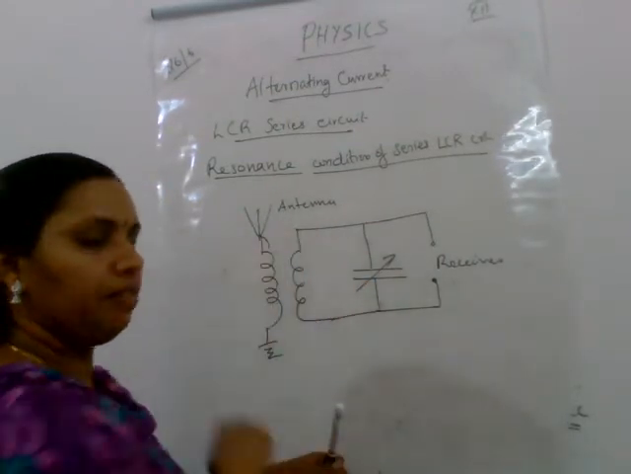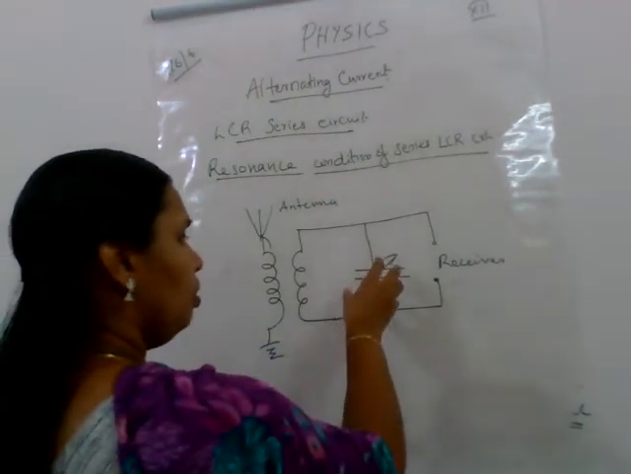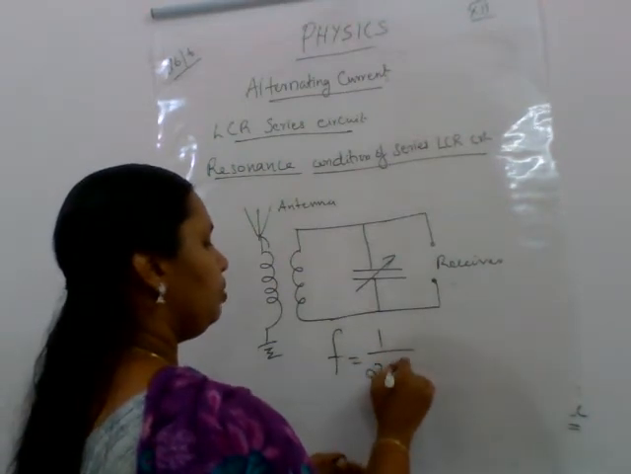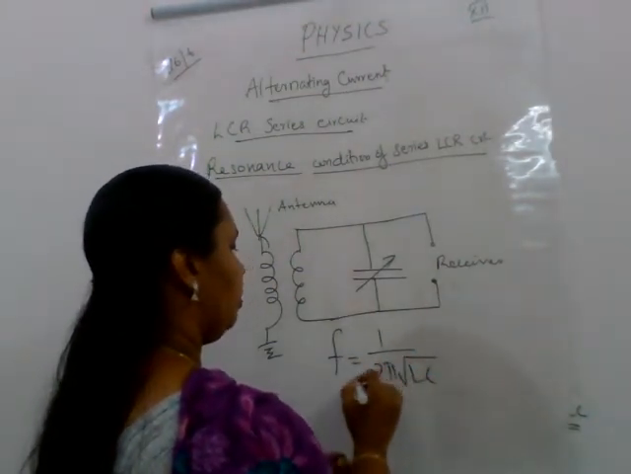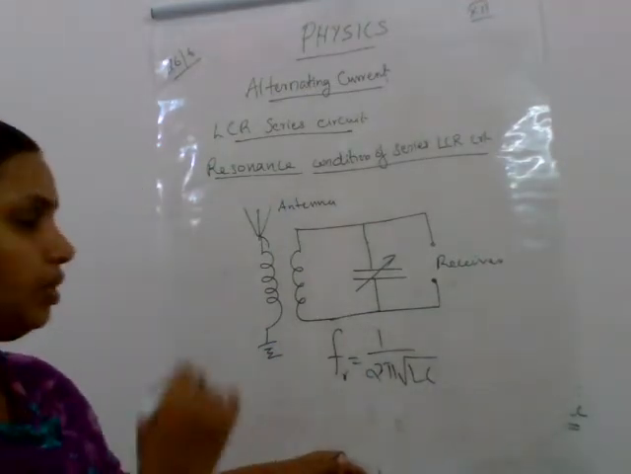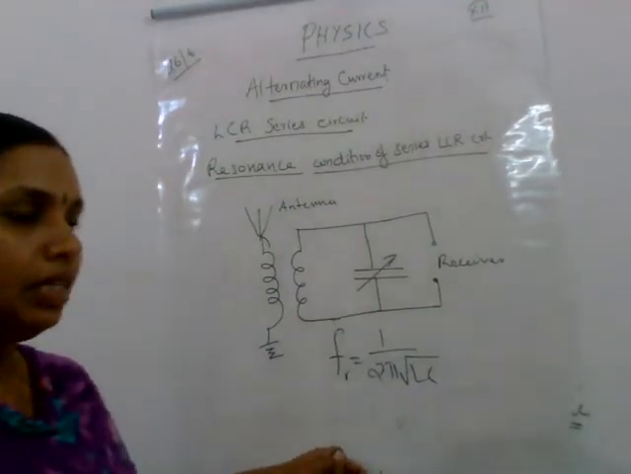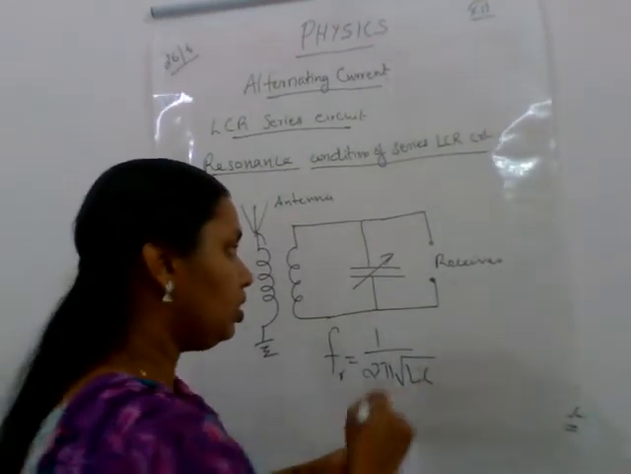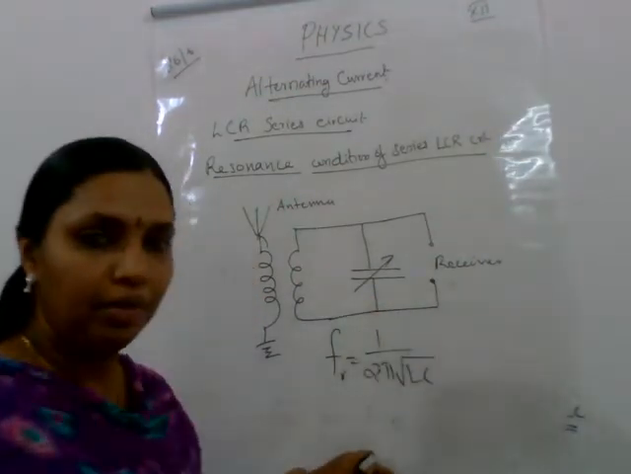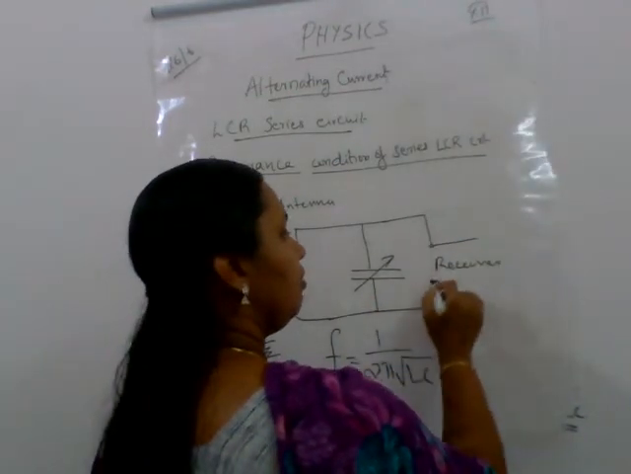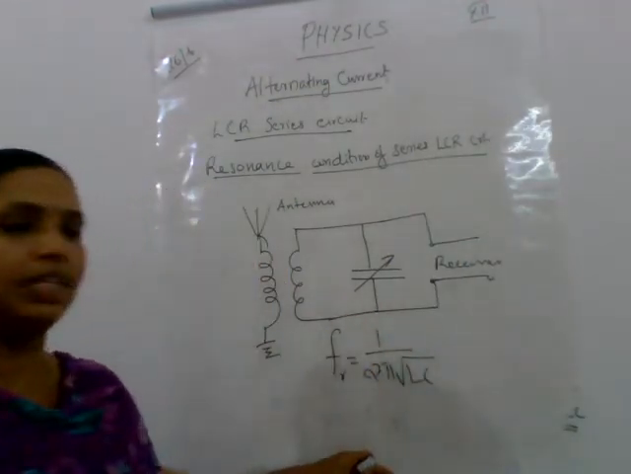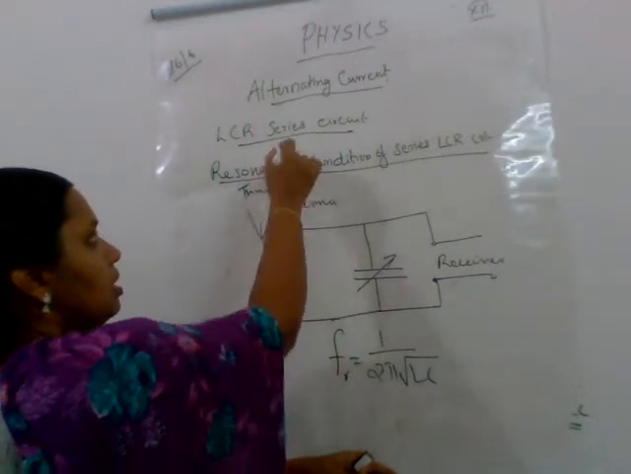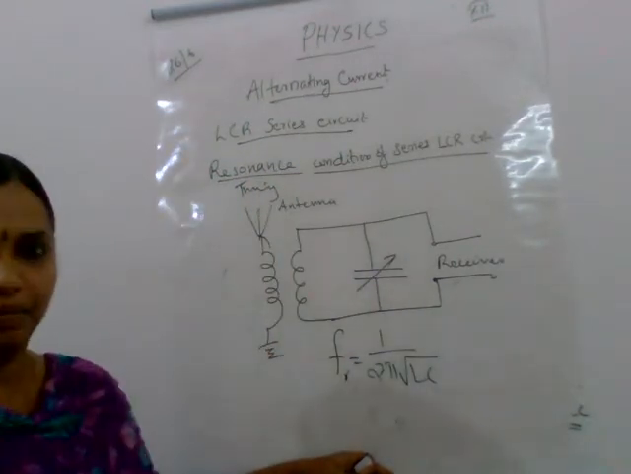And what is happening while tuning? We are changing the value of the capacitor. As capacitance changes, the resonant frequency will be 1 by 2 pi root LC. For that frequency, there are different voltages in the different signals, and the one for which the current through the system is maximum is the one that will be received. That is the tuning device. Okay, we are using this series LCR circuit for tuning.